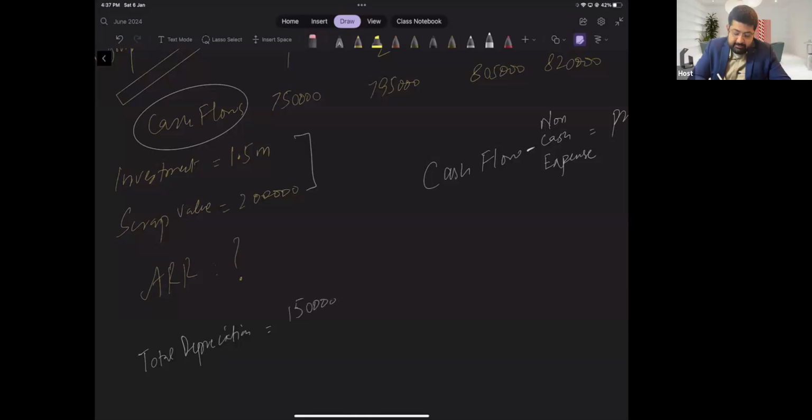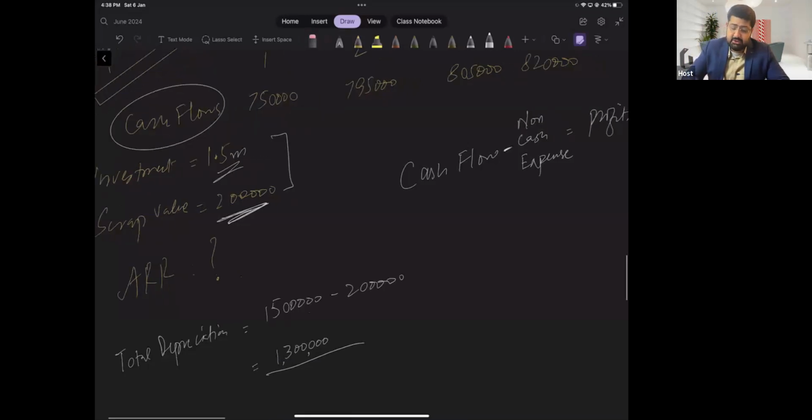$1.5 million minus 200,000, because the scrap value is here. The initial investment was this, so the difference is depreciated. Initially it was 1.5 million. At the end it's 200,000. So the difference is depreciated. That is 1.3 million. $1.3 million is the difference, total depreciation.